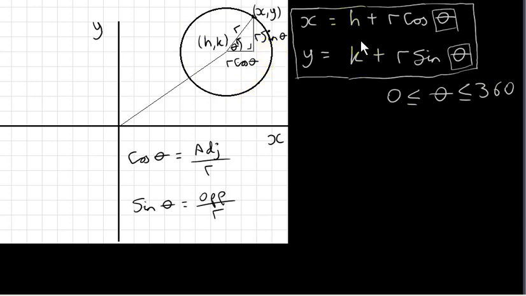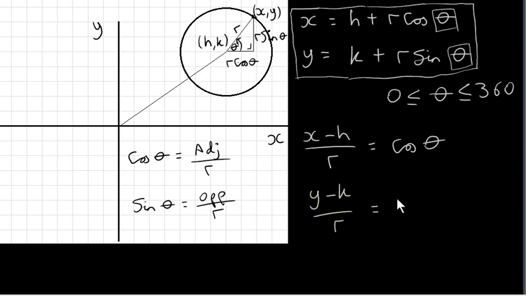Of course, as I said earlier, if the parametric form does indeed give the equation of this circle, then we should be able to derive the original form of the equation of a circle from this. To do that, we isolate cos theta and sin theta in both equations. If we isolate cos theta in the top equation, we get (x minus h) over r equals cos theta. And if we isolate sin theta in the second equation, we get (y minus k) divided by r equals sin theta.